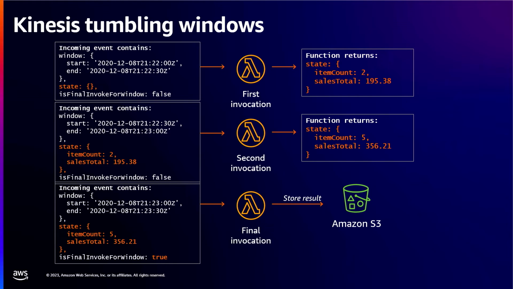And then the first invocation returns a value in the state, in this example, an item count and a sales total. And then when Kinesis invokes the second Lambda function, it's going to pass the state it received from the first window. And then when the final invocation occurs, there's a new attribute in the event payload indicating that it's the last one, and then you can choose what to do with that. You can durably persist it to a database, or maybe send something to S3 in this example. So yeah, just an easy way that you can quickly pass data between multiple invokes of your Lambda function.